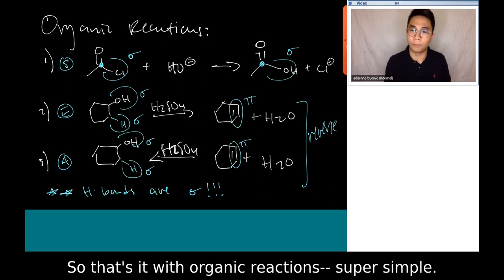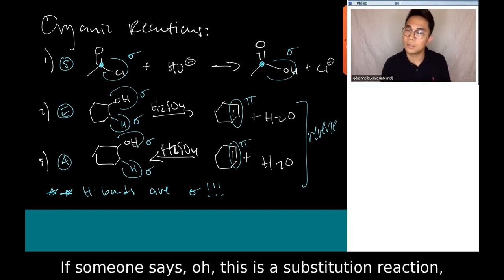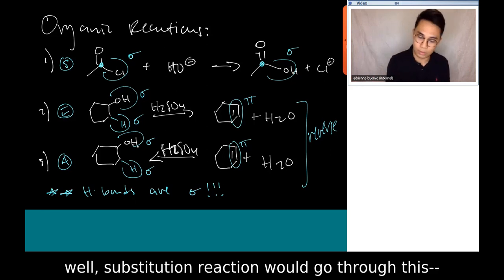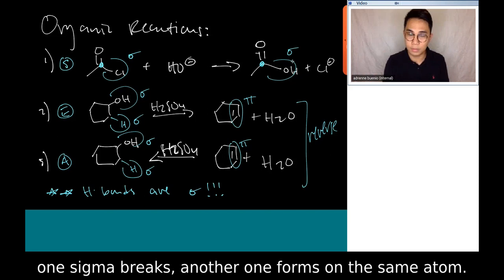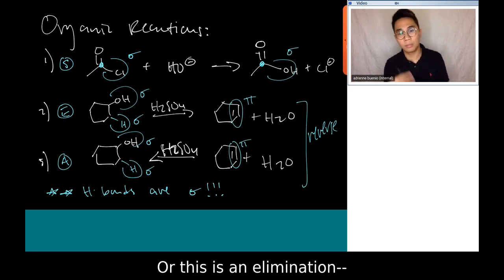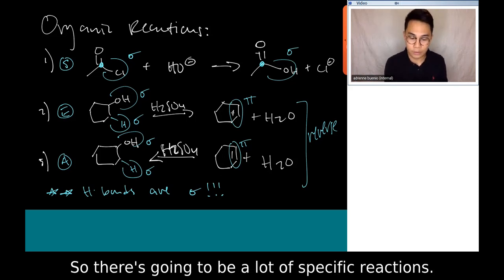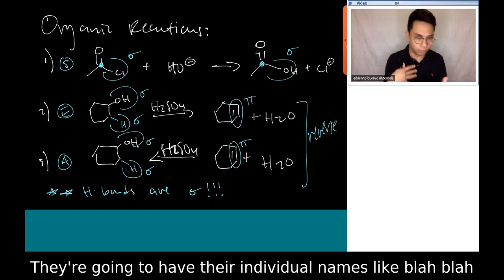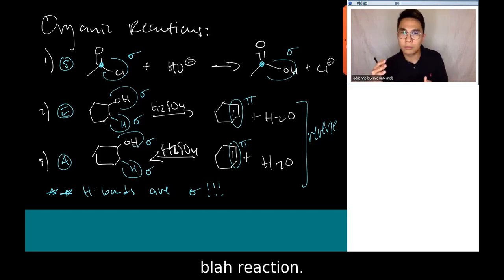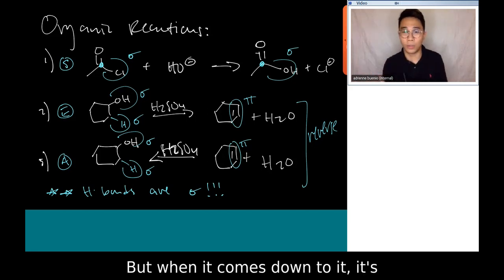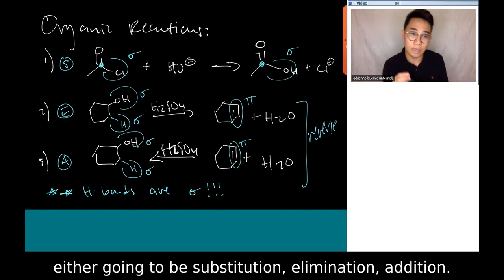Super simple. If someone says, "Oh, this is a substitution reaction," well, a substitution reaction will go through this: one sigma breaks, another one forms on the same atom. Or this is an elimination. Elimination goes through this and turns into that. You'll see a lot of specific reactions with their individual names, like blah blah blah reaction. But when it comes down to it, it's either going to be substitution, elimination, or addition.